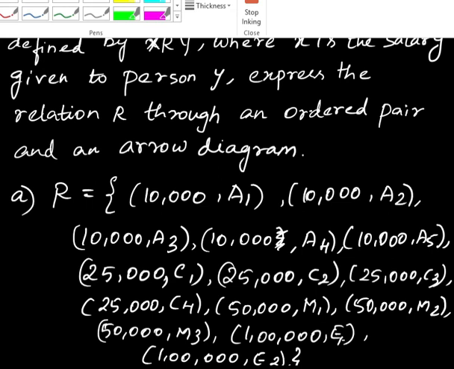So when you write in ordered pairs, you will get the relation like this. So 10,000 is for the assistants. So 10,000 comma A1, A2, A3. You have to write till A5, and then for the clerks the salary is 25,000, so you have to write from C1, C2, C3 and C4, and for managers the salary is 50,000, so for M1 and M2, M3 you will have to write 50,000, and for E1 and E2 it's 1 lakh. So this is how you represent ordered pairs.